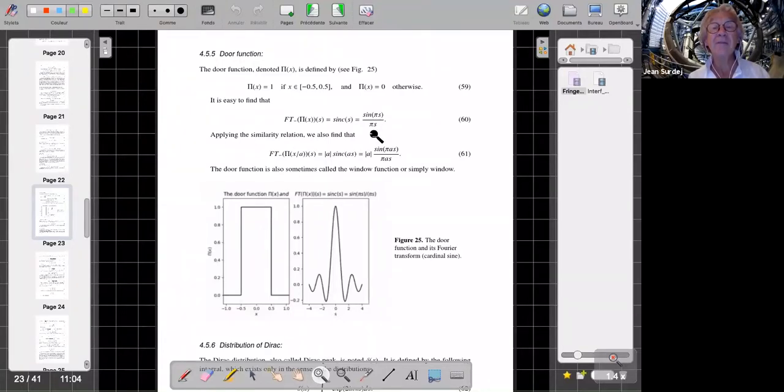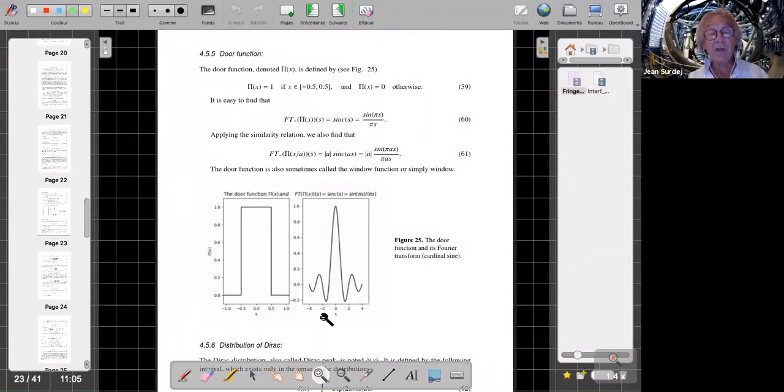Now, if you want to apply the similarity relation, and say my door function now depends on x over a, we know that then it's the modulus of a multiplied by the sinc of the variable s, but this time multiplied by the real quantity a. And here we see a representation.